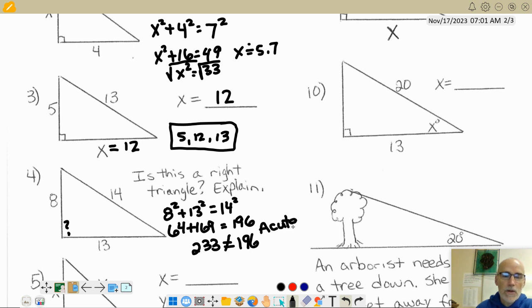Now, why is it an acute triangle? Well, this is where the hypotenuse is. At least it's hypotenuse squared, right? So that means it should have been 233 right here if it was going to be a right triangle. So that really means that 14 is too small. And remember how we put our hands together and said, if we have a right angle right here, the distance between my fingertips is the hypotenuse. If the hypotenuse is too small, then it's acute. If the hypotenuse is too big, it opens up and becomes an obtuse triangle.